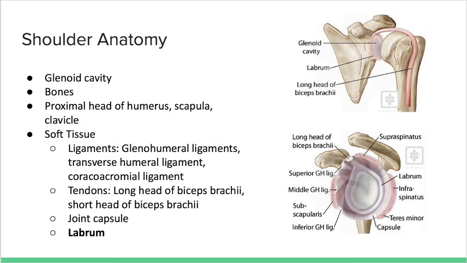The labrum is a piece of fibrocartilage, or rubbery tissue, attached to the rim of the shoulder socket that helps in keeping the ball of the joint in place. It helps deepen the socket of the shoulder, allowing for further stabilization, as well as acts as an attachment for both the long and short heads of the biceps brachii.